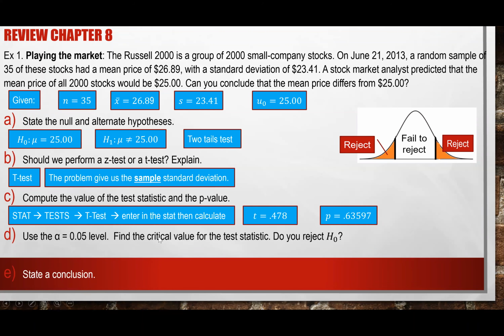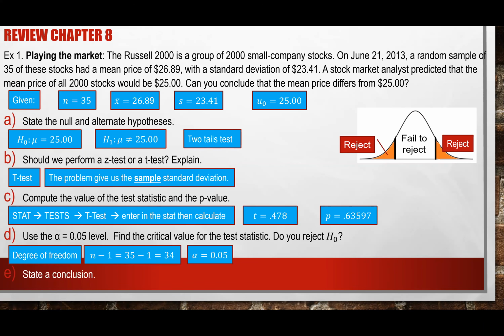But let's take a look at how we find a critical value if they were to ask you to find a critical value. Because we deal with a t-test, a t distribution, to find a critical value we need the degree of freedom. And reminder, the degree of freedom is n minus 1, which in this case is 35 minus 1, which is 34.